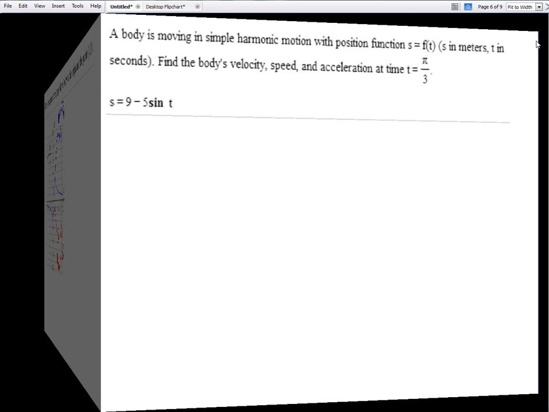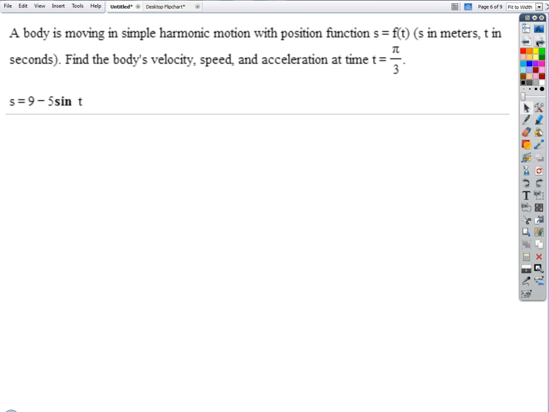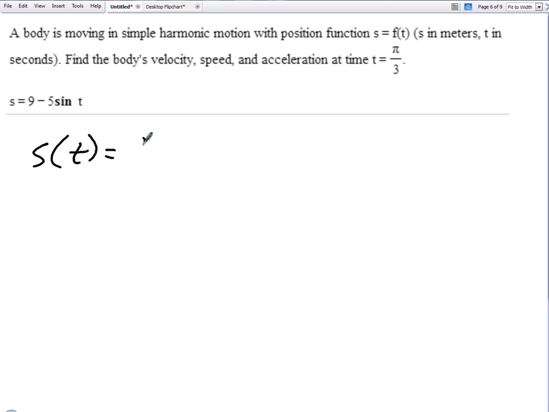Okay, moving on to the stuff I want to get to. Yeah, here we go. Finally, we get some physics. Simple harmonic motion. That just means springy motion. Motion that's following some sinusoidal curve, which is repeating itself back and forth like this. Okay. So here's our position function this time. Let me make this a little bigger so you can see it. So we have position as a function of time equals 9 minus 5 sine t. Okay. Let's maybe graph that and see what it looks like.